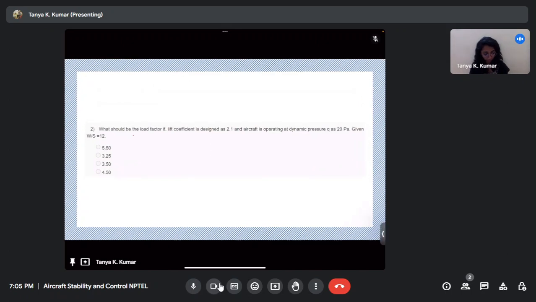So they've given you CL is 2.1. Dynamic pressure Q is 20 Pascal, similar to the previous question, and they've given you wing loading 12. They've asked you to find out load factor. Slightly different from the previous question. Try doing it. Quickly do this. We'll do it together. Just do it quickly.